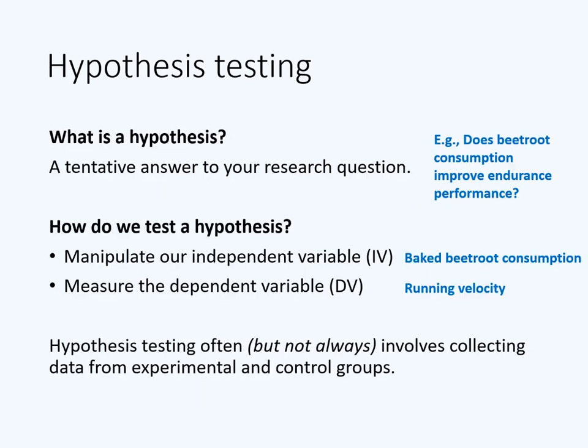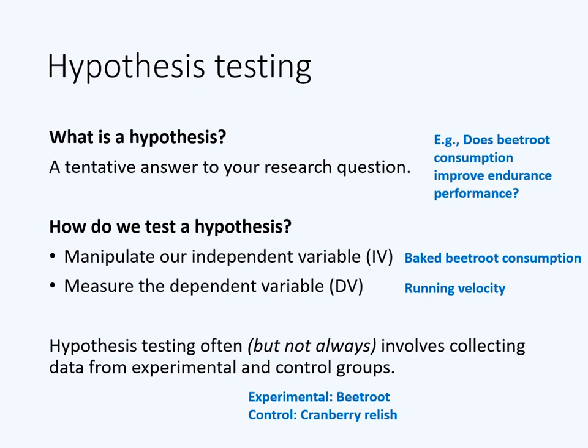They manipulate their independent variable and measure the dependent variable. So in this example, the independent variable is baked beetroot consumption, and the dependent variable, the variable that they're measuring, is running velocity. So half of the participants might be put in an experimental condition where they eat beetroot before running, and the other half would be put in a control condition or a placebo condition where they just eat cranberry relish before running.